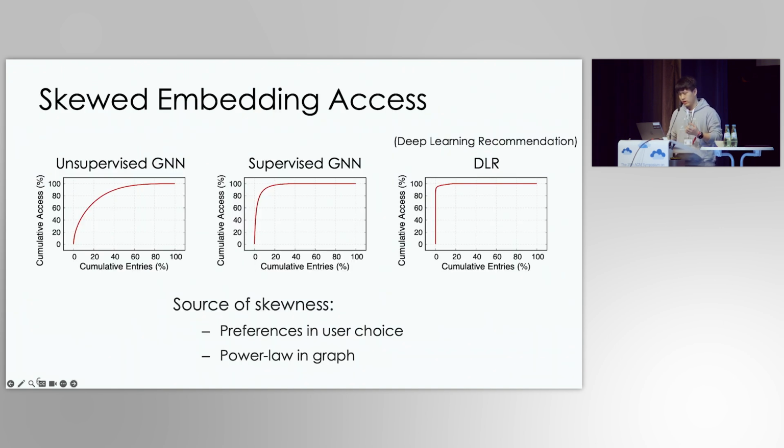Thankfully, in embedding-based deep learning, there are often certain entries that are accessed more frequently than others. The skewness often comes from the preferences in users' choices and the power-law nature of graphs. This skewness has been a common observation in various types of applications. Based on the skewness, some systems cache the hot entries into the GPU memory to address this bottleneck.